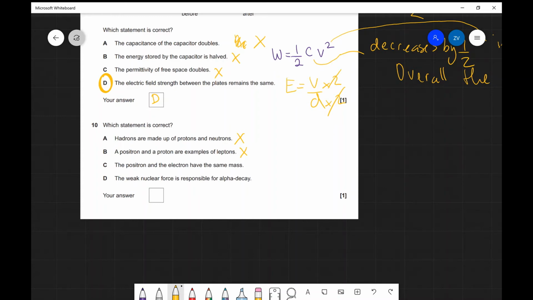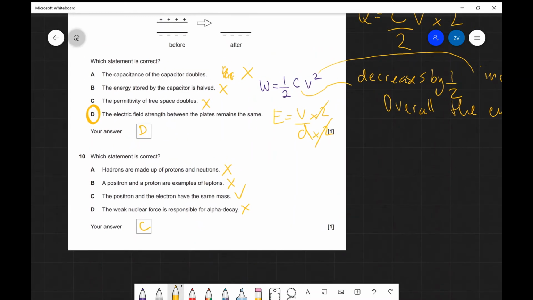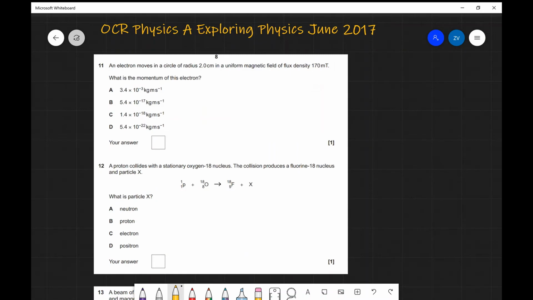C, the positron and electron have the same mass. Yep, that is correct. Remember, particles and their antiparticles have the same mass, but they have opposite charge. And D, the weak nuclear force is responsible for alpha decay. This is incorrect. The weak nuclear force is responsible for beta decay. So in this case, the correct answer is C. Let's move on to the next few questions.